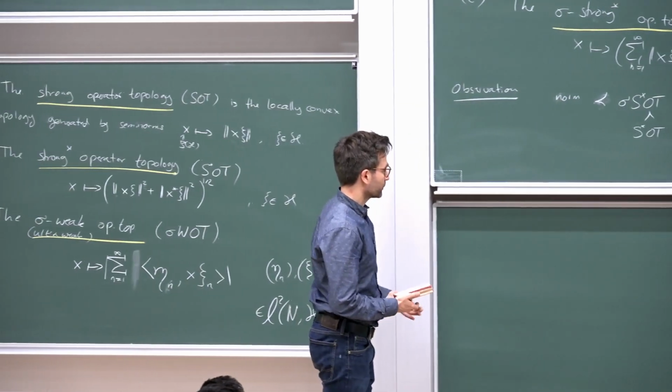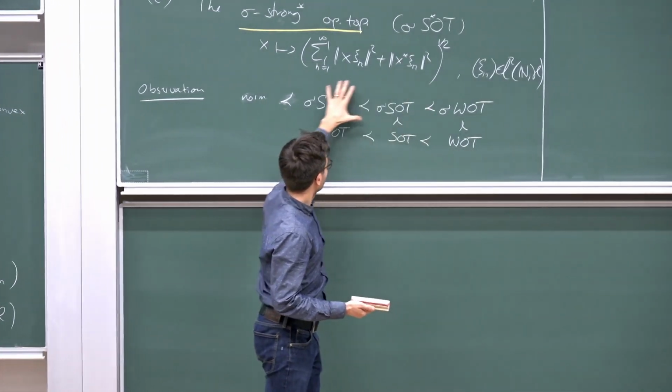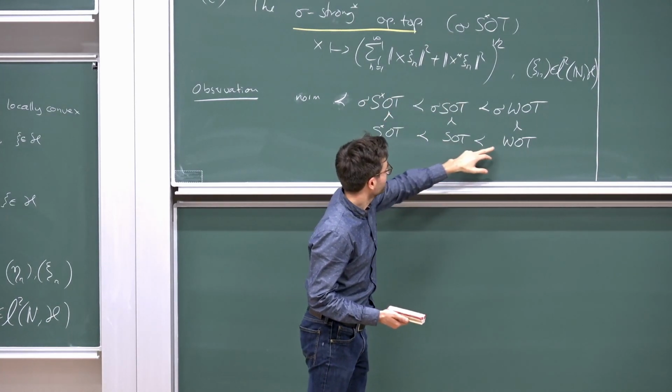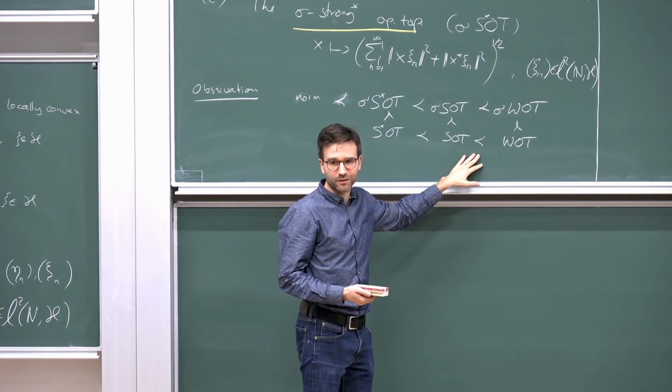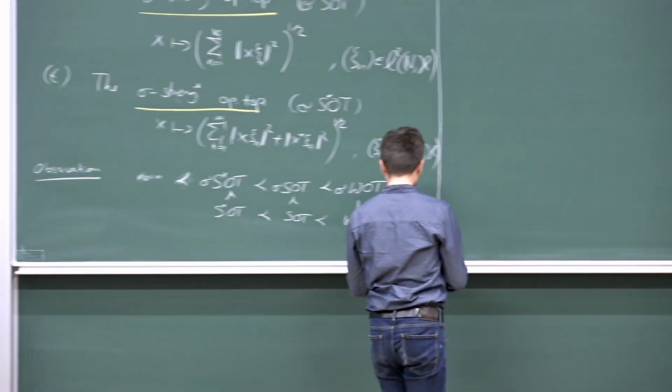And so this shows that in general, we could have lots of different topologies. So we don't really know whether this is strictly stronger, strictly weaker than this, or whether it's actually the same. And we want to see that with an example here.